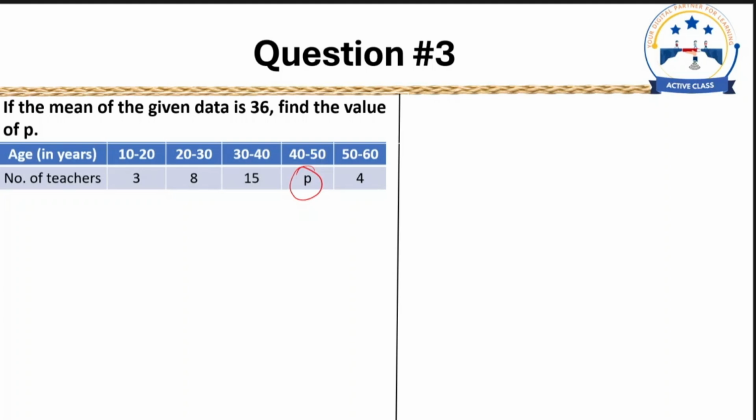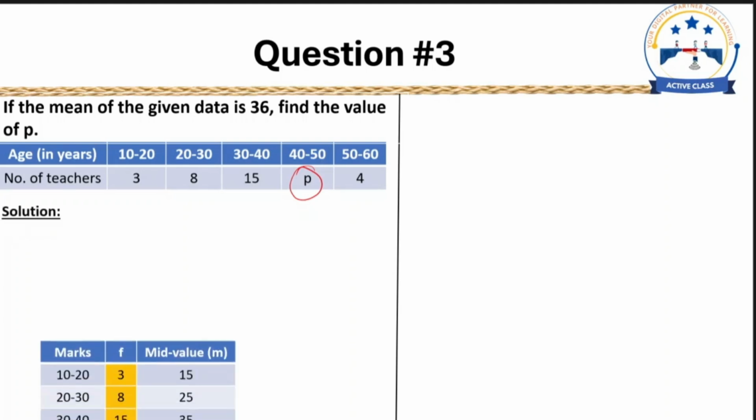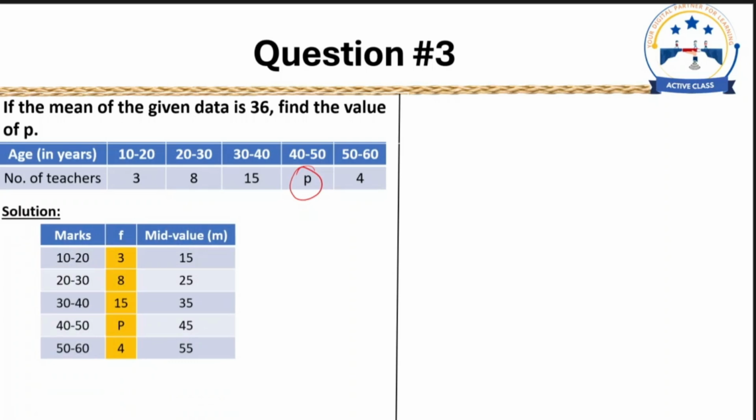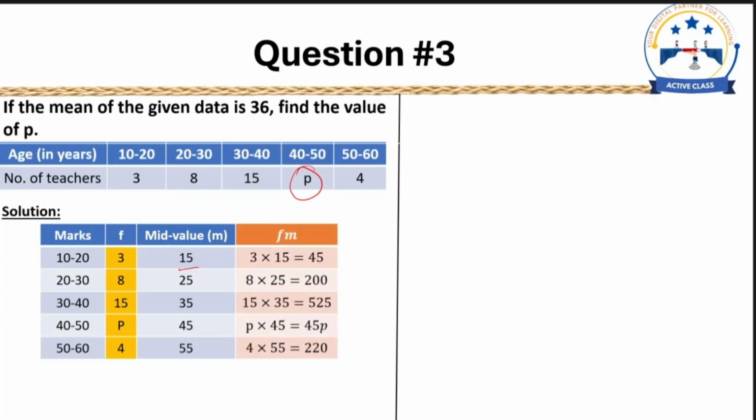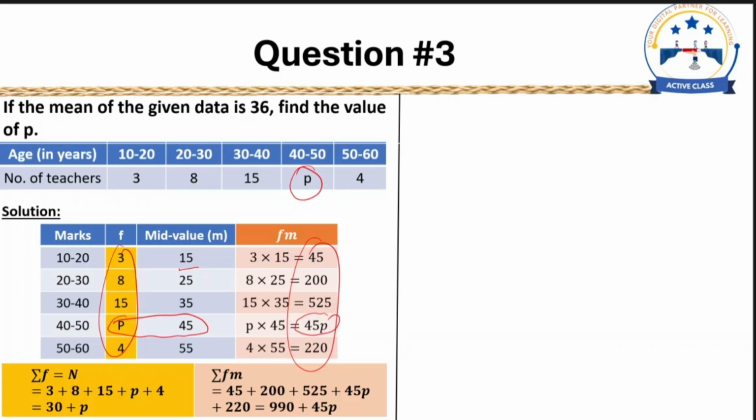So let's calculate its value, okay? First step remains the same. Make a frequency table with mid value. Second step, multiply the frequency and mid value. I'm not going to explain. The only thing you have to be careful about is if you multiply p and 45, then it becomes 45p. And let's move to the third step. What is it? Very good. Add all the frequencies, add all the FMs, and write using the symbol sum.